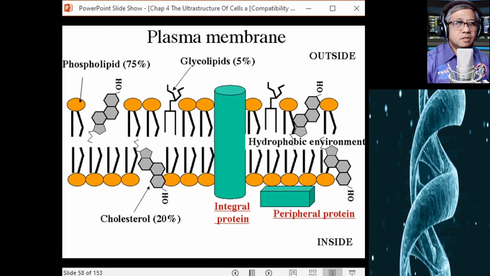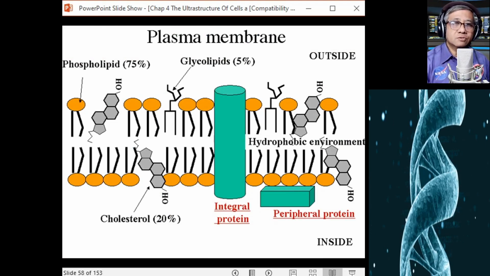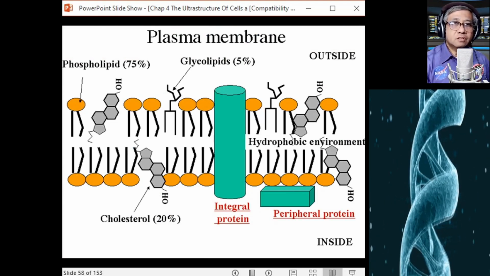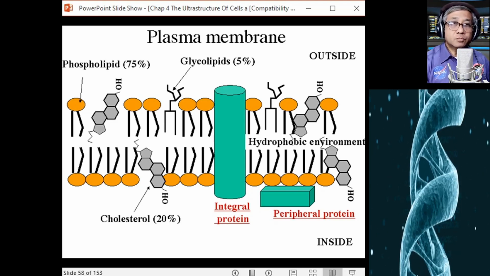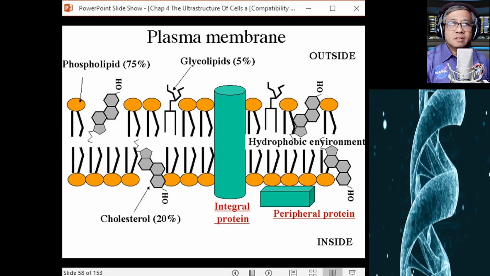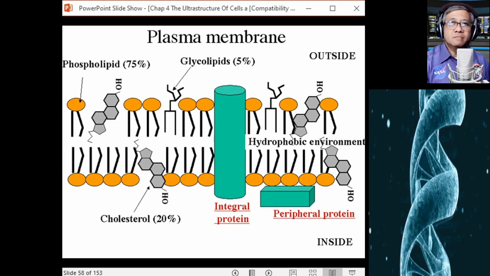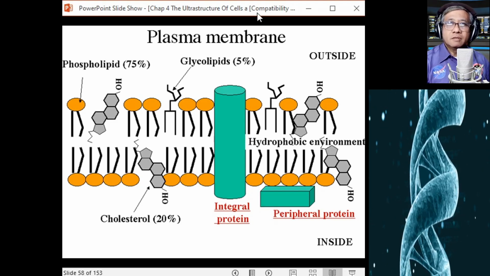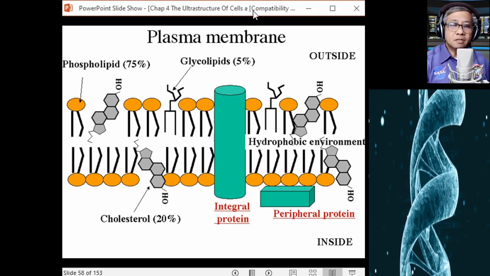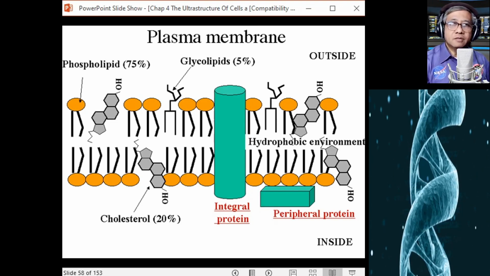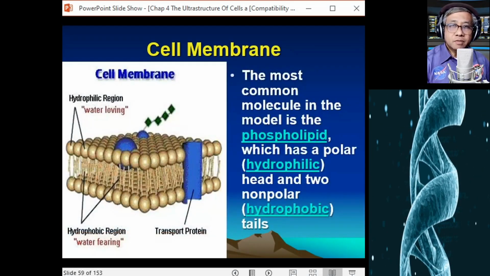Now, in terms of the structure of the membrane as seen through the electron microscope, 75% of the cell membrane or the plasma membrane is made of phospholipid molecules. Then about 20% of the membrane is composed of cholesterol. Then the remaining 5% are glycolipids and proteins that are embedded in the phospholipid bilayer. So the cell membrane is made up of phospholipids.